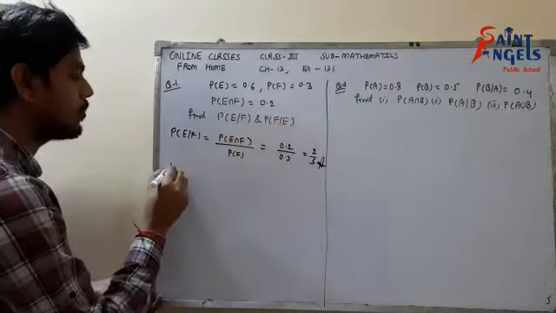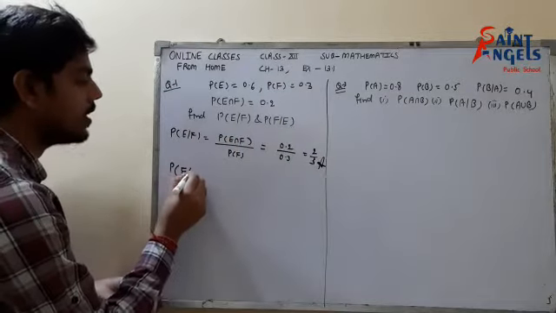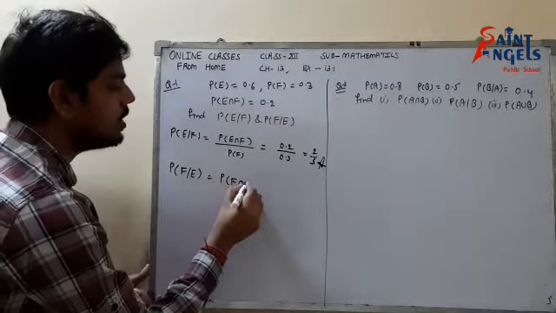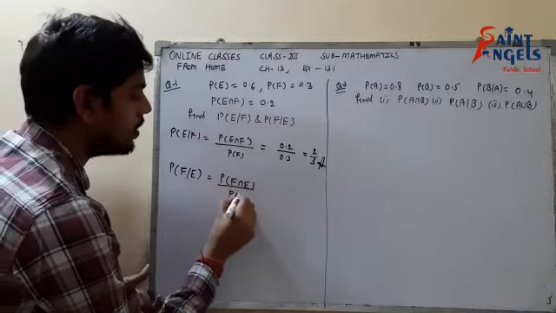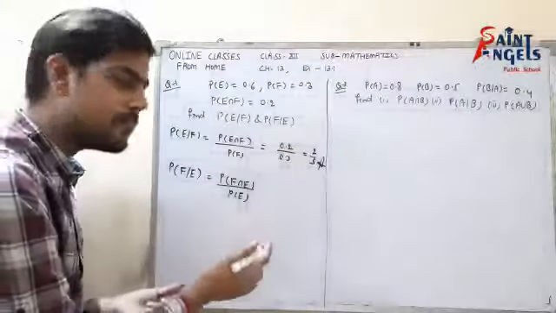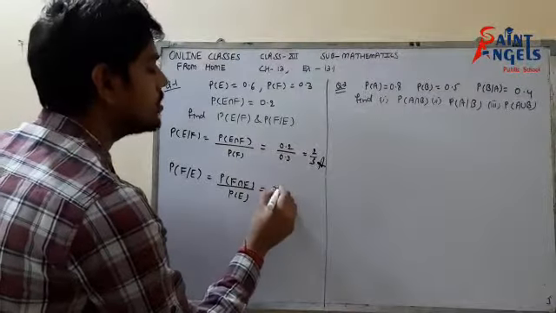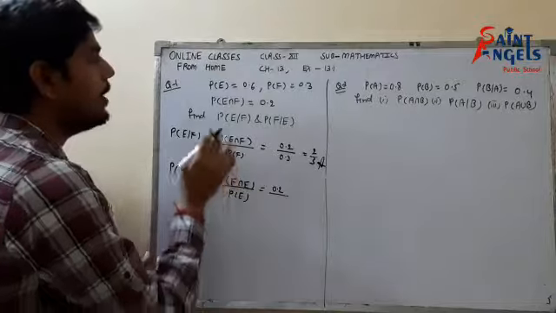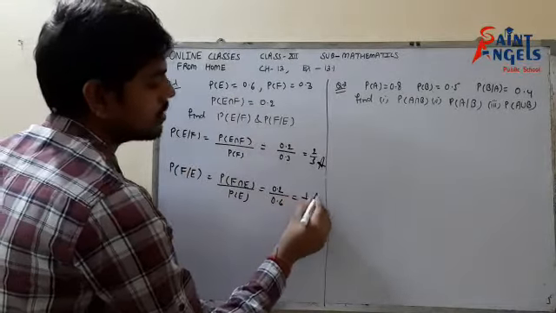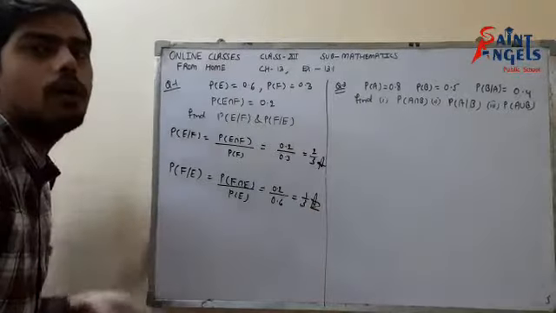Now the conditional probability of F when E is given, so that would be P(F intersection E) upon P(E). P(F intersection E) or P(E intersection F) is the same thing. So the value is given, 0.2 upon P(E). P(E) is 0.6. So that would be 1 by 3, the answer. Very simple questions, only formula driven.